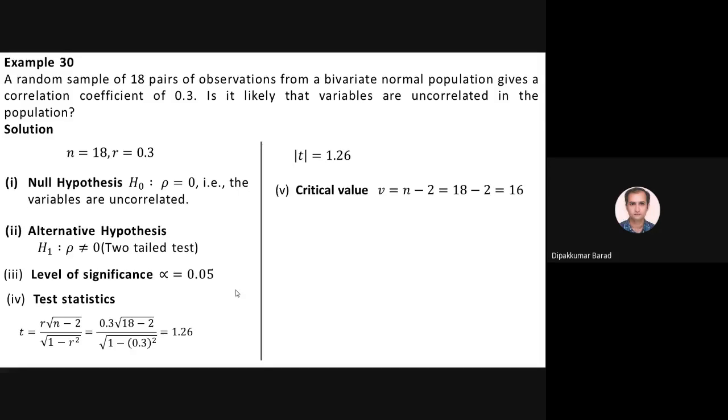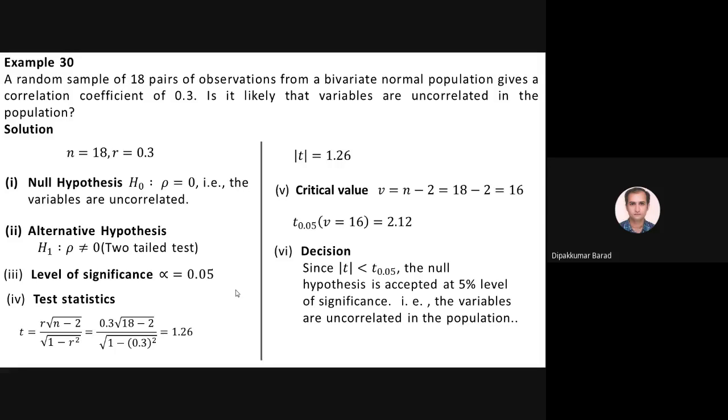So for the critical value, n minus 2 is 16, and at t.05 I get 2.12. So what we can conclude from that: mod t is less than t.05, so the null hypothesis is accepted at 5% level of significance. That is, the variables are uncorrelated in the population, as we considered in the null hypothesis. So example number 21.